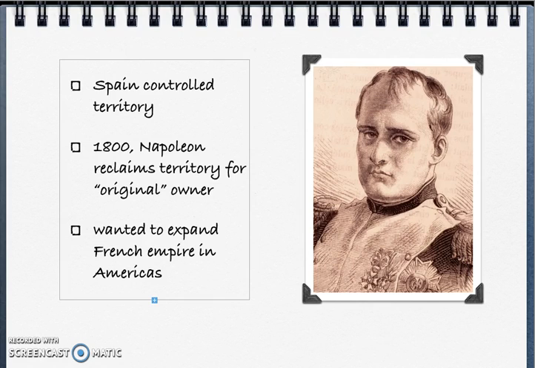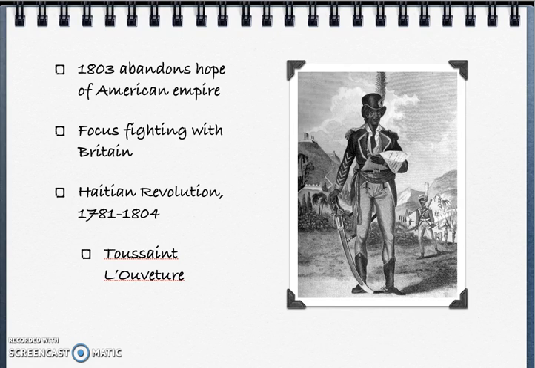So Napoleon wanted to extend the French Empire not only into other parts of Europe, but into the Americas as well, which is one of the reasons why he came back and claimed that land. But in 1803, he abandons his hope for expanding into the Americas. And that mainly has to do with two factors. The first factor is that he really needs to focus his resources on fighting with England. He's not going to be able to spread his resources out too much.